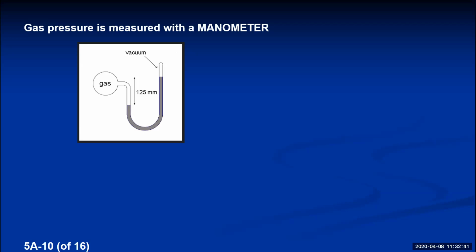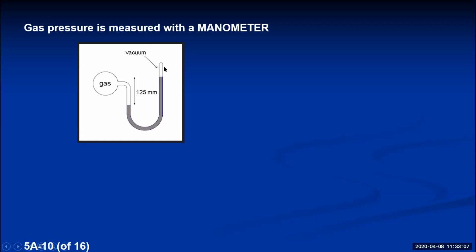The important reading on a manometer is the difference in the levels of the liquid on the side that's exposed to the gas, which is right here, and the side that's not exposed to the gas, which is up here. I've measured the difference in levels as 125 millimeters. Now, how do we use that 125? That shows you how the gas's pressure compares to whatever the pressure is on the opposite side.